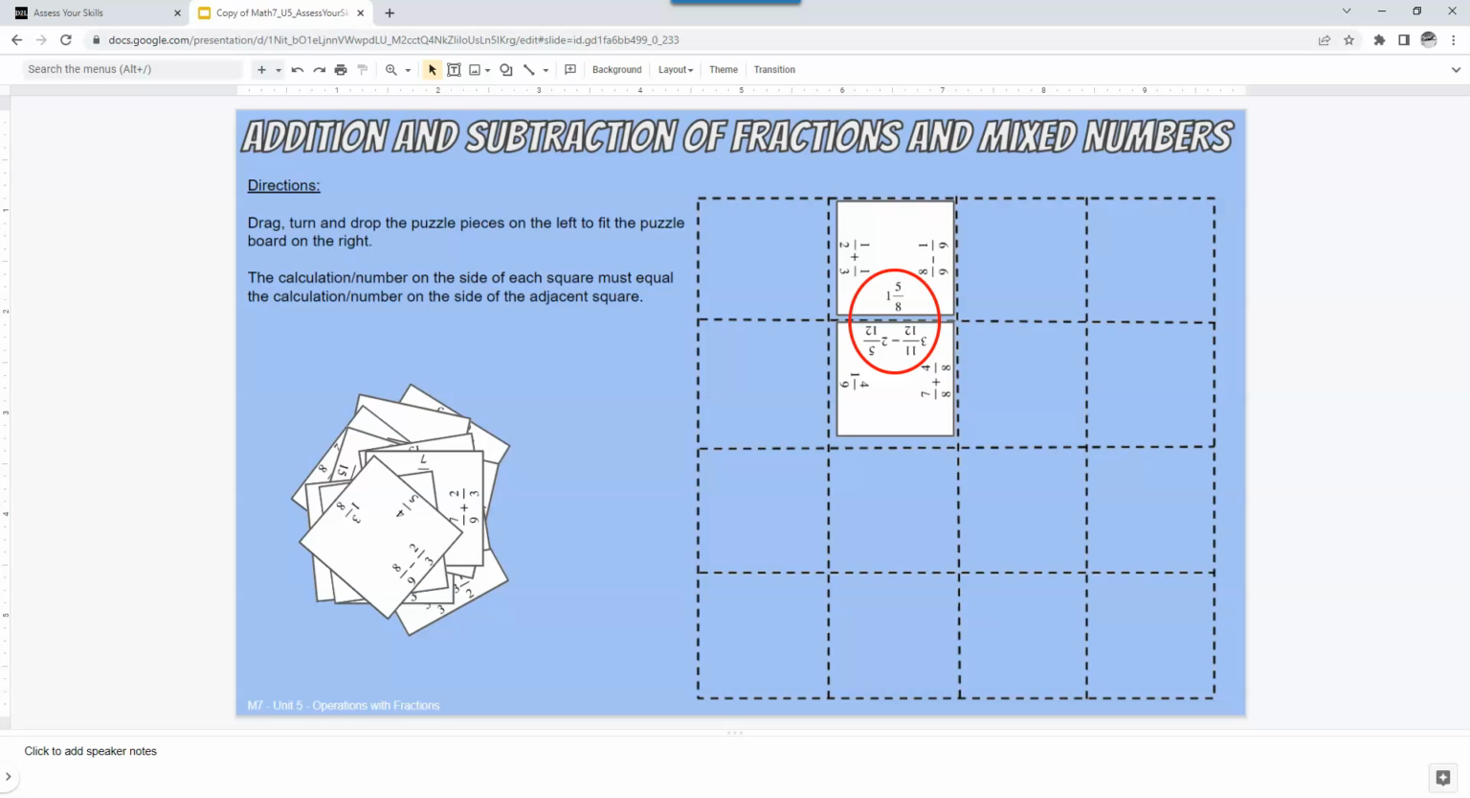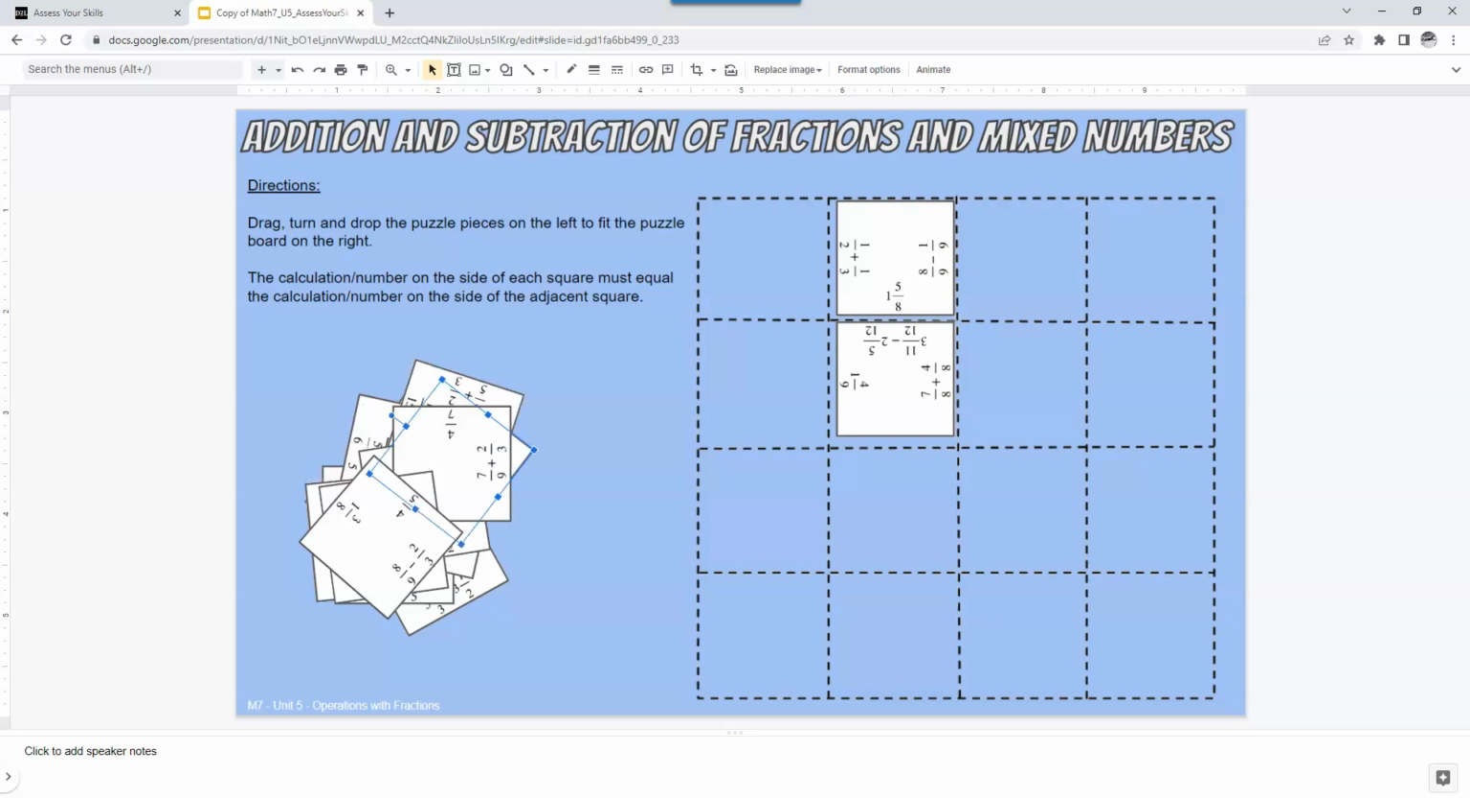The question is, 3 and 11/12 subtract 2 and 5/12, does that equal 1 and 5/8? They are directly opposite each other. So if you were to do that calculation, you would discover that 3 and 11/12 subtract 2 and 5/12 is not equal to 1 and 5/8. Not a match here. So these two puzzle pieces would not go positioned as they are.